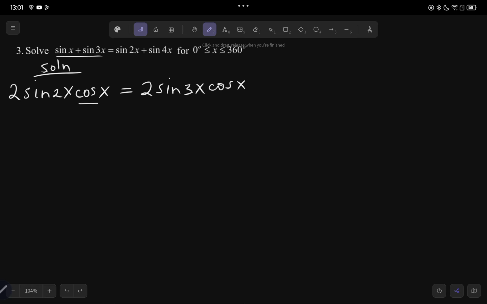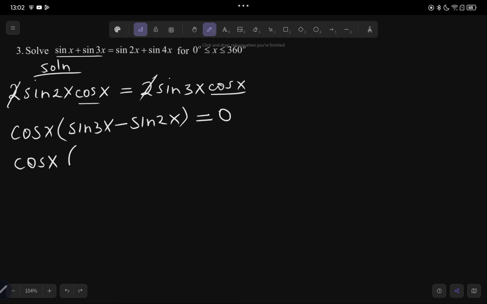Now, please don't cancel out the cos x. The cos is on both sides. No, because it is the unknown. We can't divide through by it. So what we do is the 2 can be divided through. But here we just collect like terms. Shall say cos x into sin 3x minus sin 2x is equal to 0.